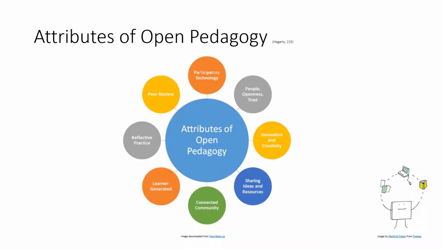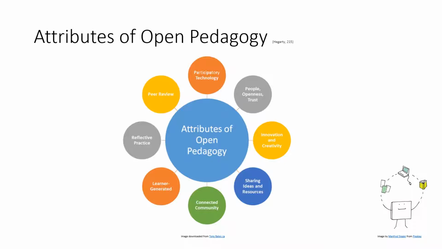But quickly, for the top level attributes of open pedagogy, as we've talked about in the first slide, it does include the participatory technologies. It involves working with people. It's about openness and trust. And it's interesting, like today, we set the expectations today, and that's part of this work. We talk about why we're here today and this shared sense of community. It involves innovation and creativity. It involves sharing ideas and resources. It includes this connected community.